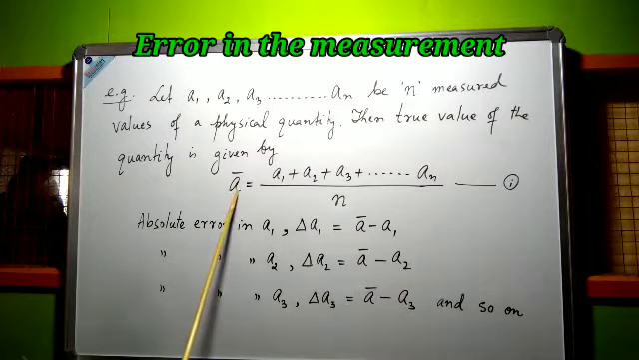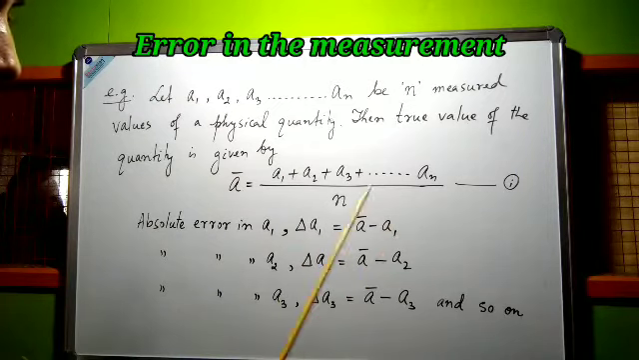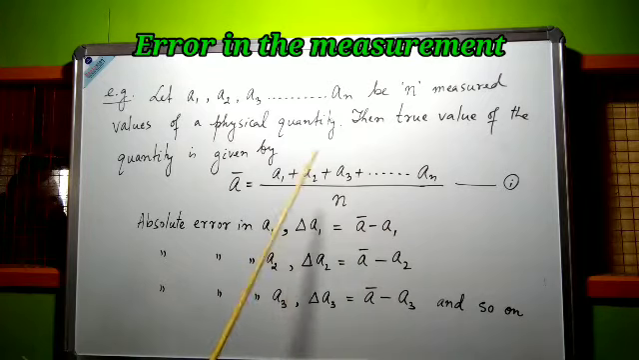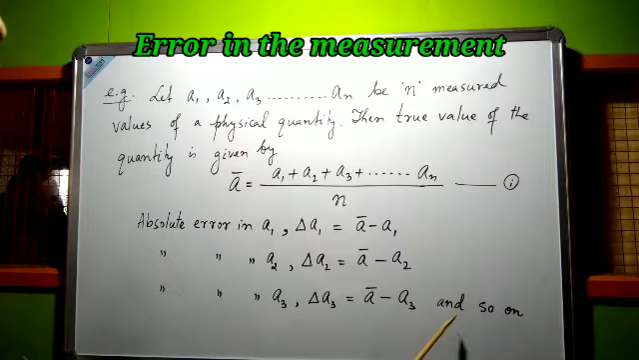True value is a bar, and a1 is the first measured value. Absolute error is the true value minus the measured value, so absolute error in a1 is a bar minus a1. For the second measured value a2, the absolute error is the true value minus the measured value, that is a bar minus a2. We may write like this and so on.